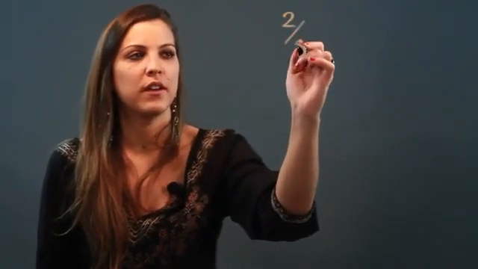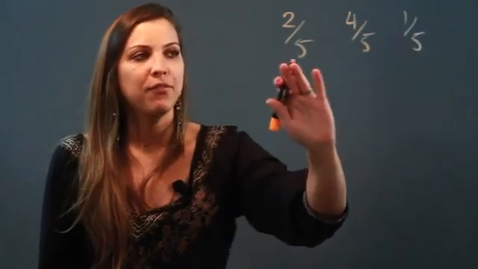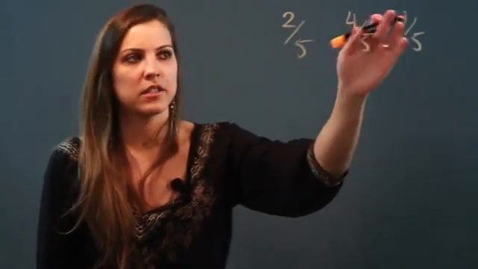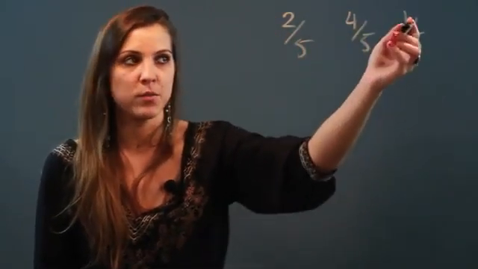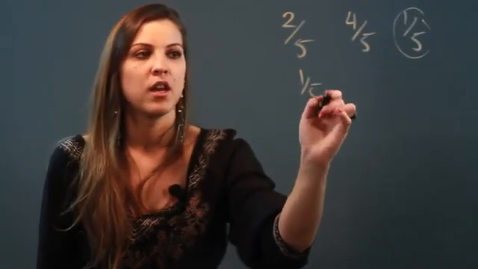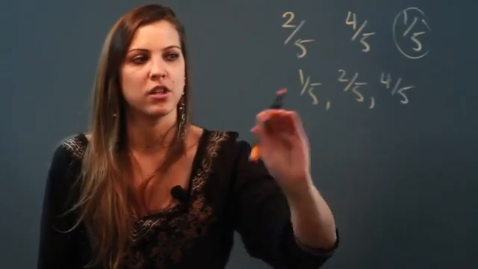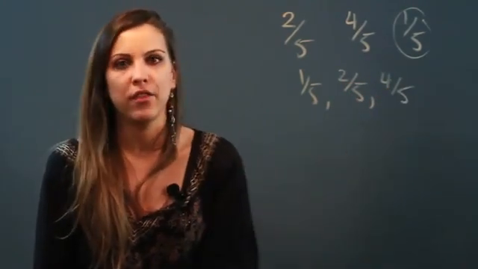If I had 2/5, 4/5, and 1/5, and the denominator is the same, I'm able to just look at the numerators and compare those, which would make 1/5 my smallest fraction because it has the smallest numerator. 2/5 would be my next smallest fraction, and 4/5 would be my greatest fraction. So that's those three fractions in their order.